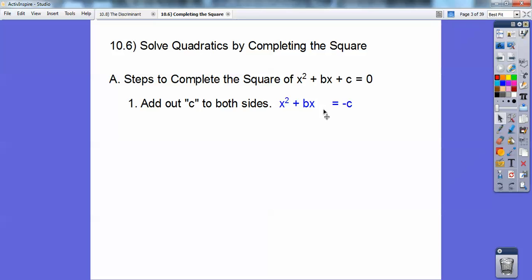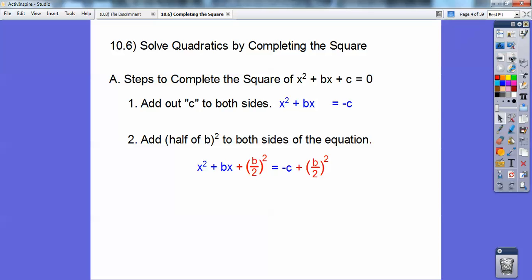So the first step is to get rid of the c, so add out c if it's not already on the other side. Okay? And then the second step is you take half of this number right here and square it. So half of b is b over 2. And square it. And so you add that to both sides of the equation. Remember, whatever you do to one side, you do to the other side, and we're good.